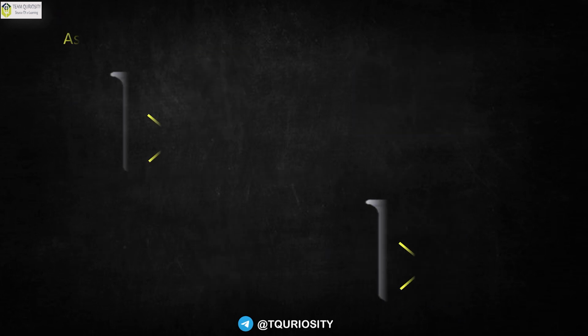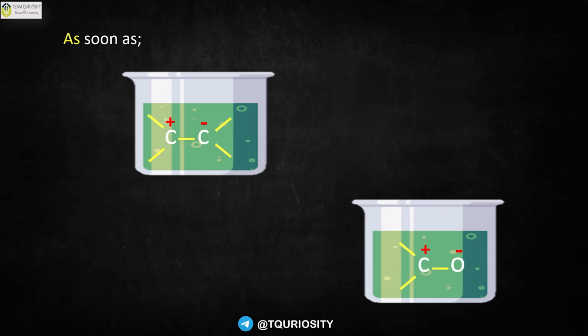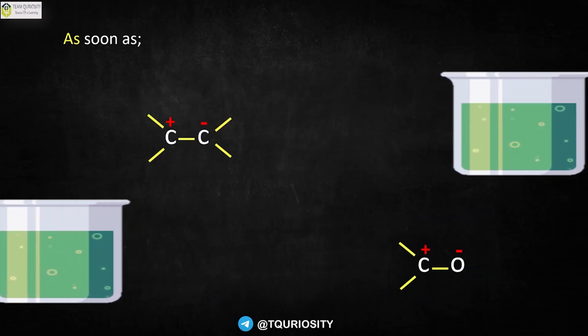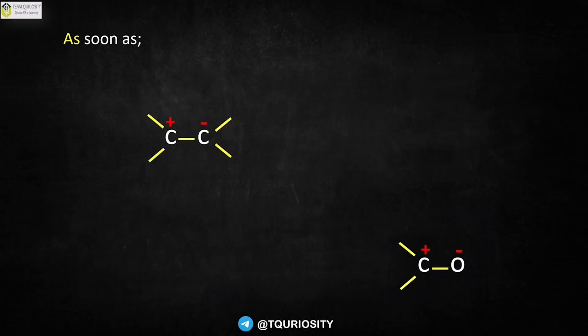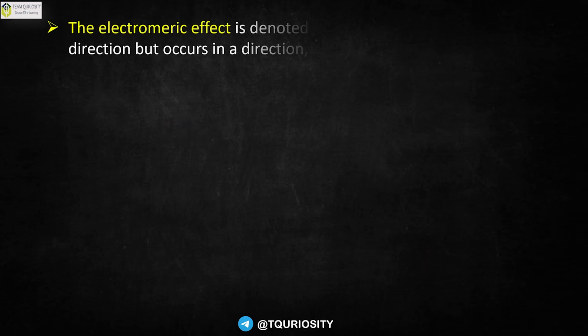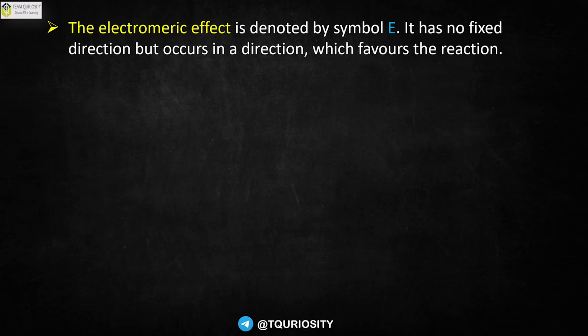As it is a temporary effect, when the polar reagent is withdrawn from the vicinity of this molecule, the transferred pi electrons come back to their original position and the molecule behaves as a pi bonded system. The electromeric effect is denoted by the symbol E. It has no fixed direction but occurs in a direction which favors the reaction.